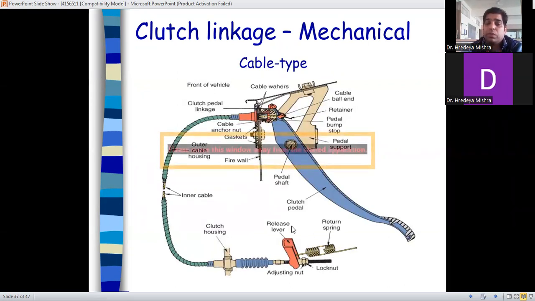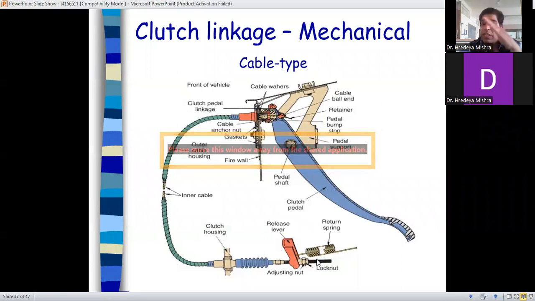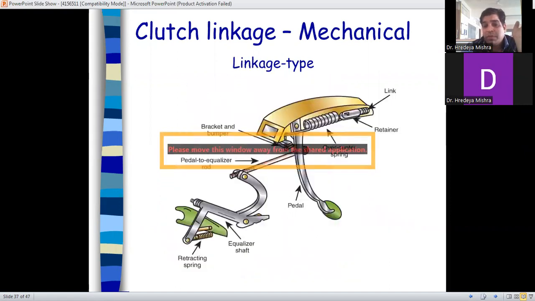See, this is the cable type. Okay, so mainly this type of clutch linkage is used in two-wheelers. Okay, there is a handle. We press, and by the wire or cable, the engagement and disengagement of the clutch will happen. So this type is for two-wheeler purposes, or three-wheelers also use this type, but for four-wheeler or multi-wheeler vehicles we use the pedal type.